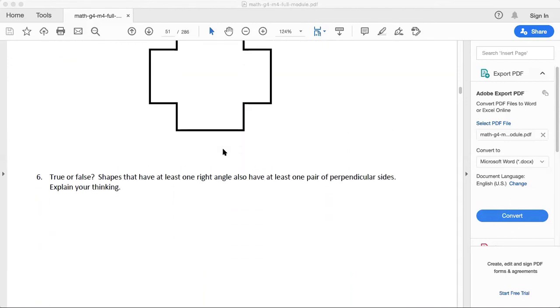True or false, shapes that have at least one right angle also have at least one pair of perpendicular sides. Explain your thinking. So remember, the question is, if they have one right angle, they must also have one pair of perpendicular sides. We've talked about this in our lesson a few times. So go back and rewind it if you have forgotten already.